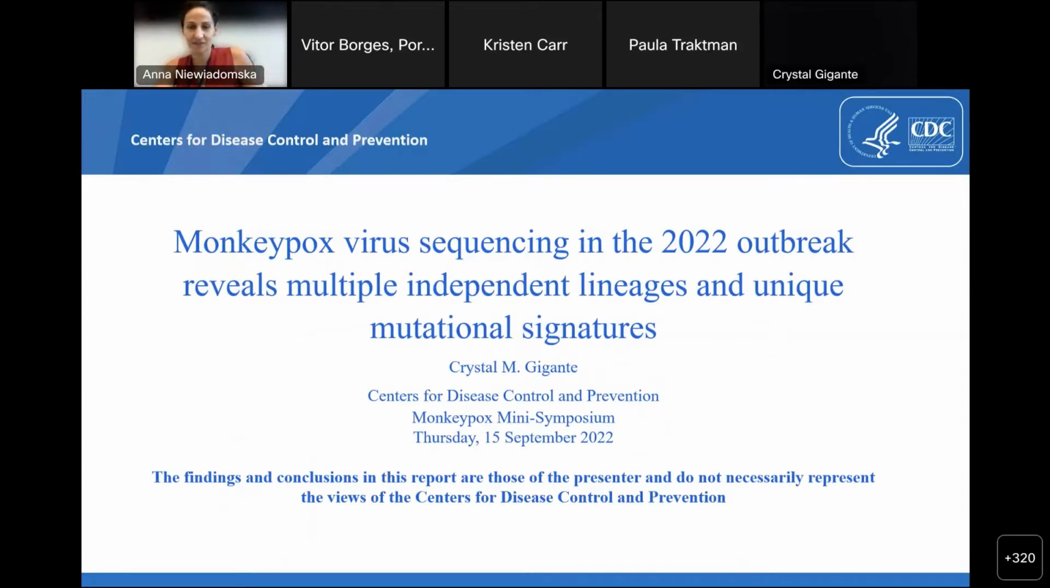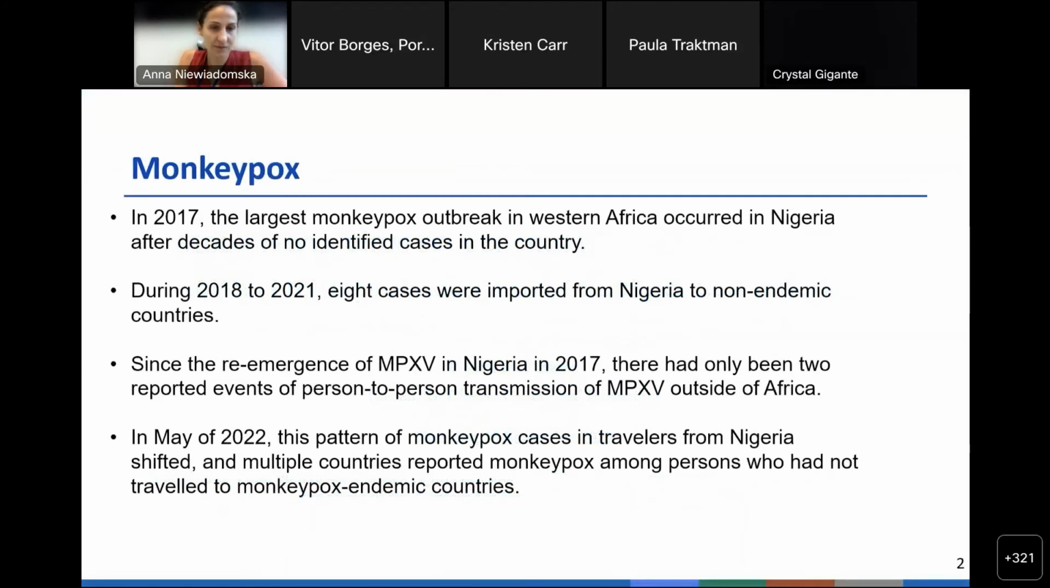So today I'm just going to provide an update of what we've seen in the US so far using monkeypox virus sequencing. I'll go quickly through the first few slides just because others have covered it a bit.